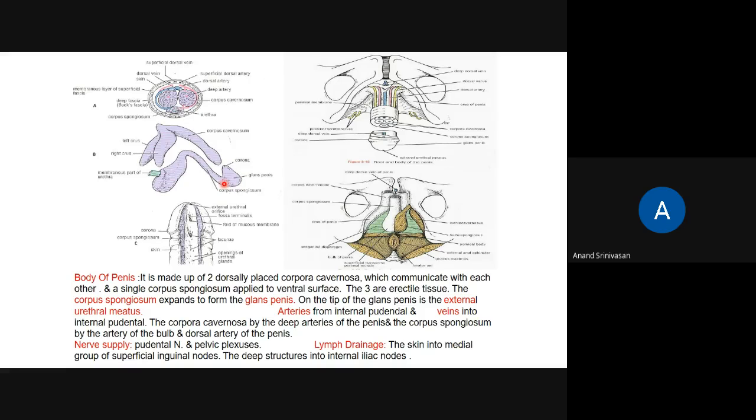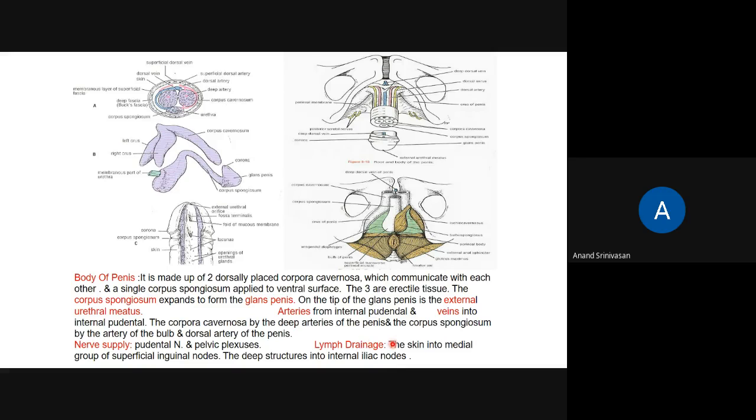Now, you know that there is a skin which covers the part of the penis near the tip. It is called the prepuce. And what is the name of the surgery in which the prepuce is removed? Circumcision, in which the prepuce is removed.